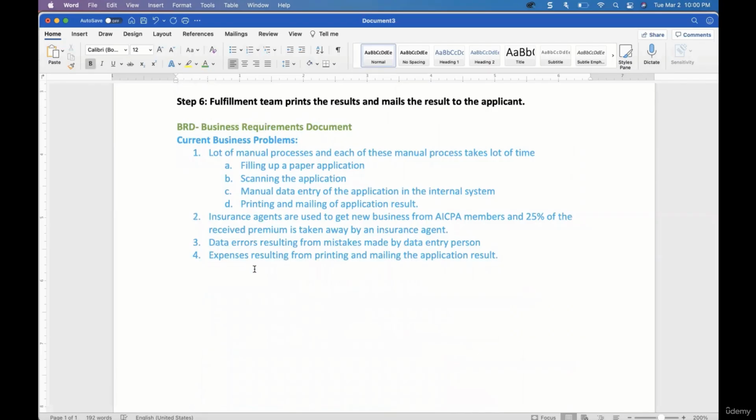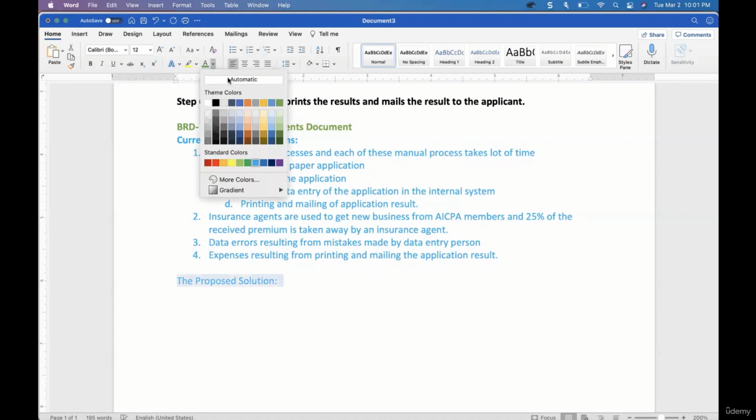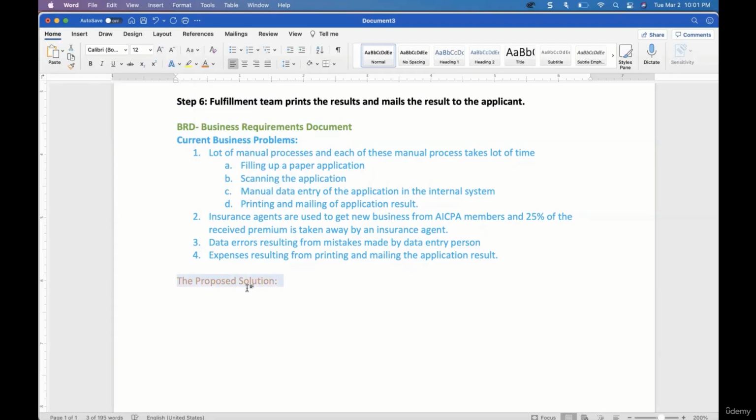So the first thing that a business requirements document has is current business problems. It talks about the current business problems. The second thing it talks about is the proposed solution. So if these are your current problems, how do you wish to solve them?